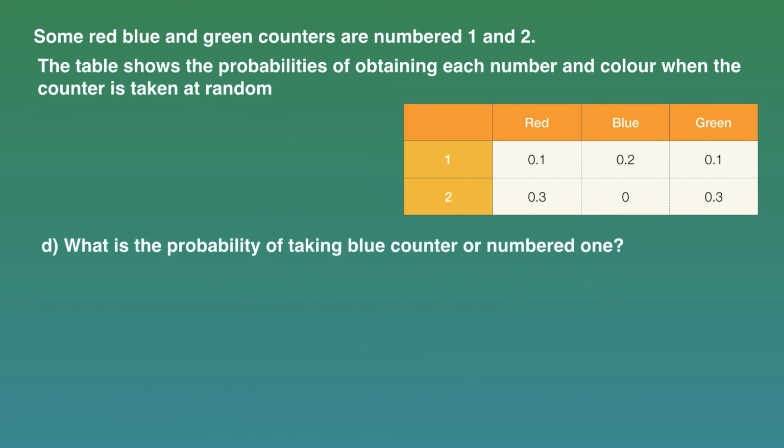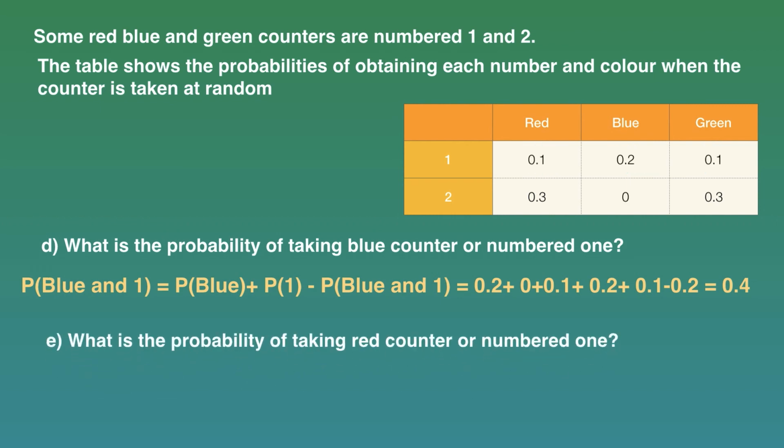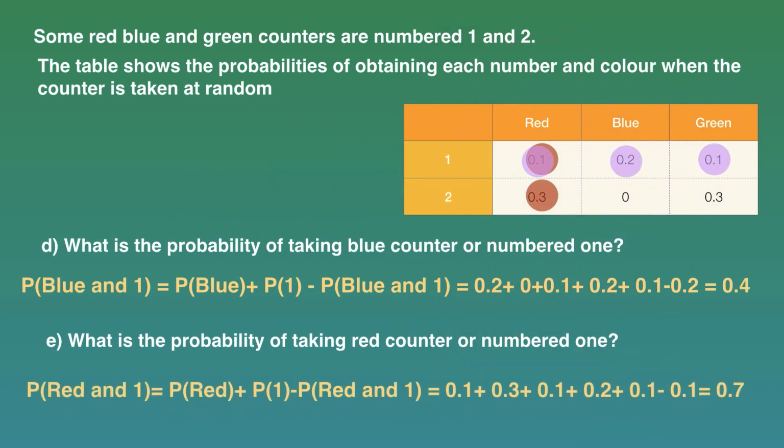In part D, we need to find the probability of taking blue counter or numbered 1. This is similar to part C and given by adding the blue column with number 1 row total and subtracting the probability of getting blue and number 1, which gives us 0.4. Similarly, in part E, we need to find the red or number 1. This is given by adding the red column with number 1 row total and subtracting the probability of getting red and 1. This gives us 0.7.